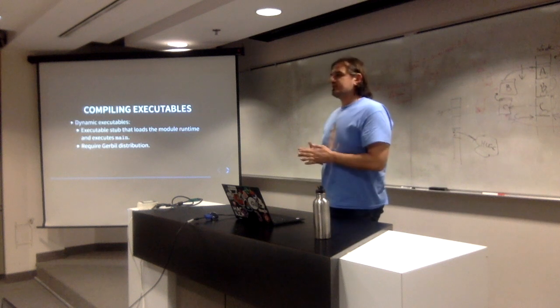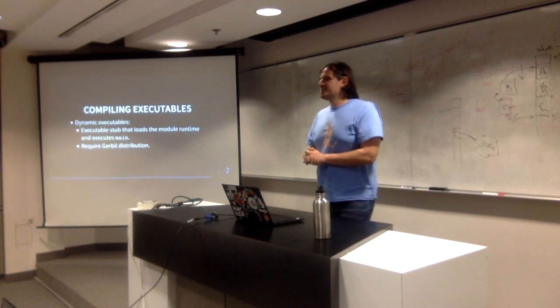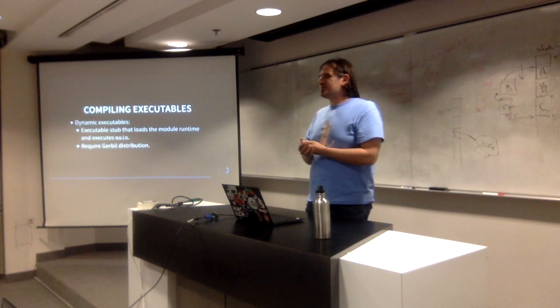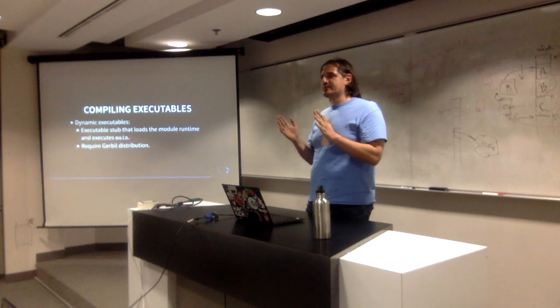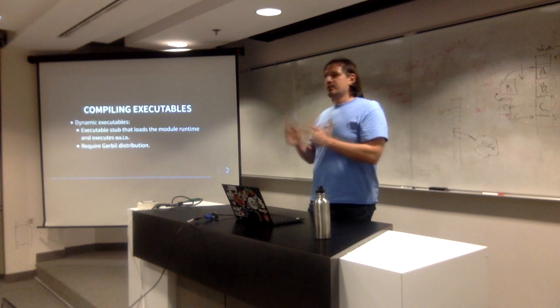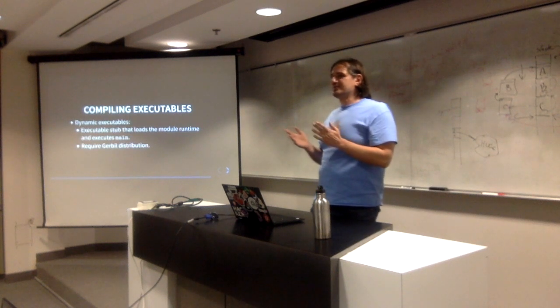Alright, so executables. That's, you know, like the potatoes and meat. We have a compiler, we're going to be able to make executables. So there are two types of executables in Gerbil. One is dynamic executables and the other is static executables. There is a very subtle difference between them.